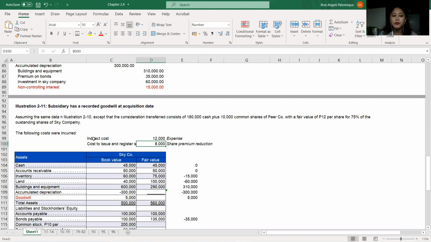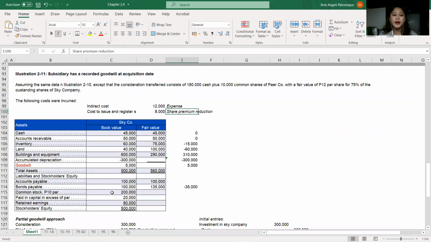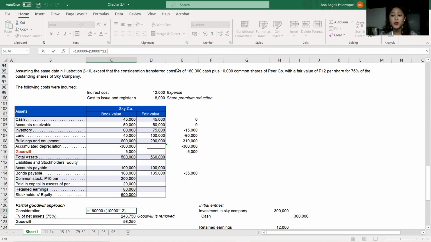So, first thing to do before mo siya lagtawan is tignan mo muna ano yung recognition natin sa kanya. So, for the indirect cost, it is treated as expense. Yung cost sa issue and registration ng stocks is reduction in the PIC or share premium. Tapos, binigay din yung book value and share value ni Sky. Okay, so first, under partial goodwill approach. Ang consideration, 300,000 pa rin in total actually kasi 180 plus 10,000 times 12.